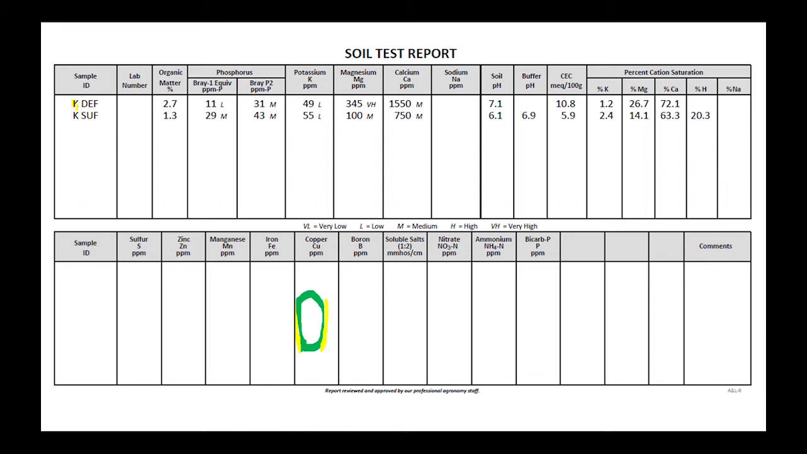So I sent in samples. So we've got K-def, so that's potassium deficient. That's where we were seeing the symptoms. And potassium sufficient, that's where we were seeing green leaves. We weren't seeing that yellow halo.